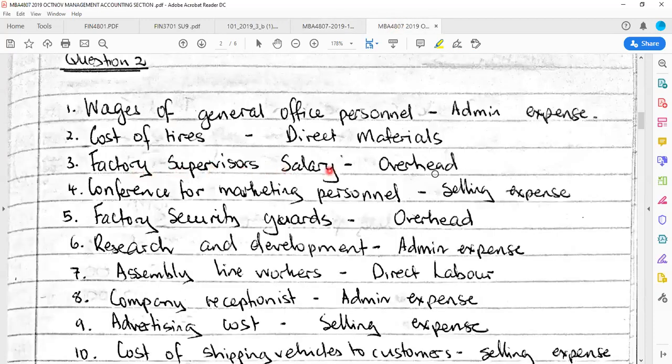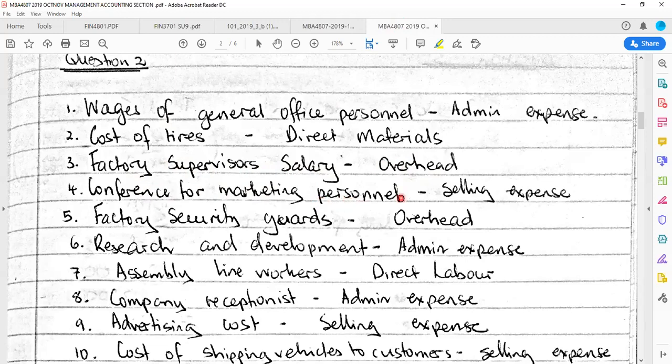Factory supervisor salary, this is an overhead cost. It is related to the production of goods, but not directly, because a factory supervisor oversees the manufacture of all goods. So the expense can't be traced directly to a particular vehicle.